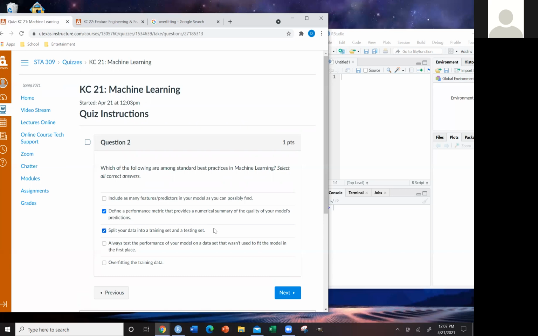Always test the performance of your model on a data set that wasn't used with the model in the first place. Yeah, that's kind of what the idea of splitting your data into a training set and testing set is. It says always, and I'm really hesitant to select any answer choice that contains the word always or never. But I think this is probably an okay instance where you should be testing the performance of your model on a testing set, not the training set. And then overfitting the training data is not something you want to do. Again, overfitting is a bad thing, so we're not going to check that last one.